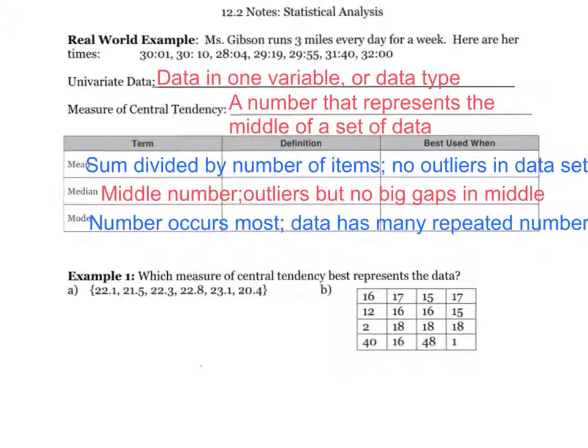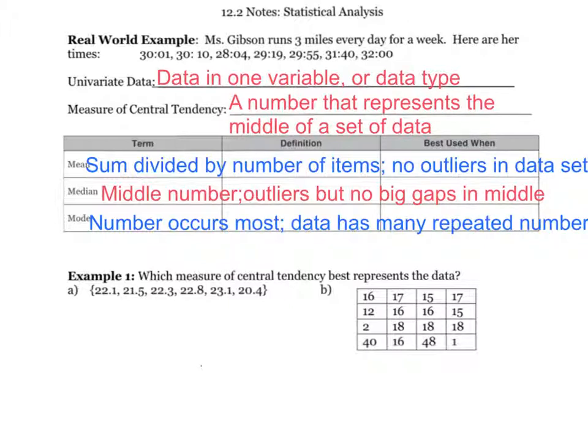The first is by finding the mean. And you guys are used to this. This is when we add up all of the terms together and then we divide by the number of terms that there are. This is best used when there's no outliers. So in this case, all of these numbers are pretty close to each other, and so there's not really any outliers. There's not one day that it took her a whole hour to run. All of these numbers are pretty close.